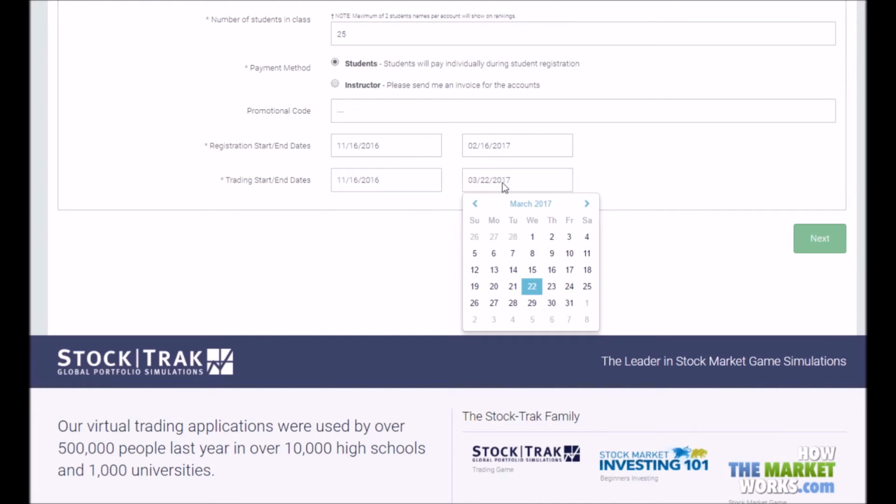After the trading end date, we freeze all student portfolios along with all values. This means that your students can still log in and see anything that they were holding before the class ended, but they cannot place any new trades and no prices will update.